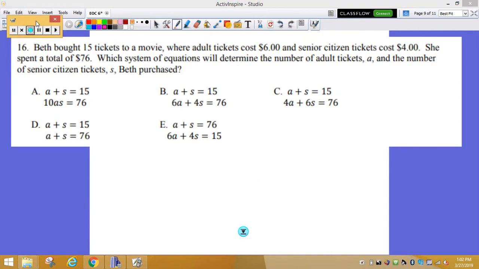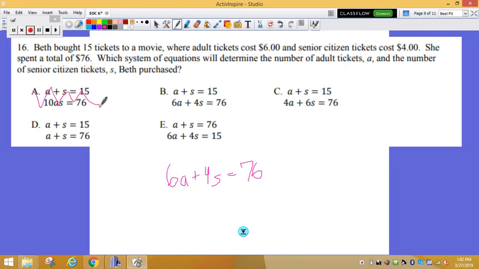Okay, let's look at this one. Beth bought 15 tickets to a movie where adult tickets cost $6 and senior citizens cost $4. In total, she spent $76. So I always like to make a money equation first. So it's $6 for adults and $4 for senior citizens, and in total, she spent $76. Okay, that's my money equation.